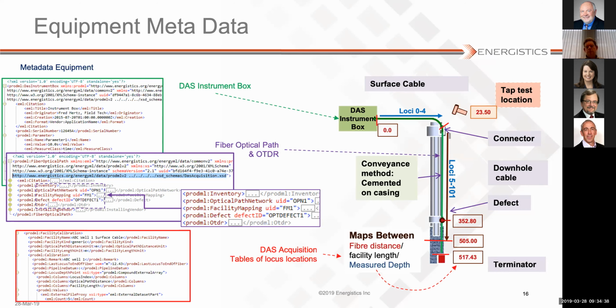And then finally, OTDR surveys, which are like a condition survey of the fiber. We can record those as well. Those are not the same as the DAS measurement.